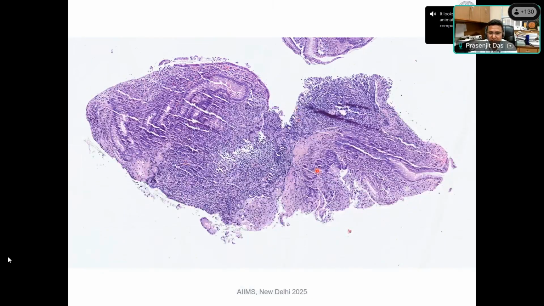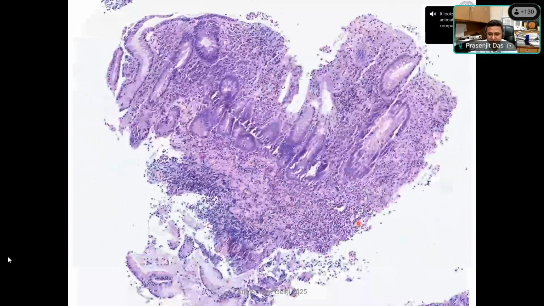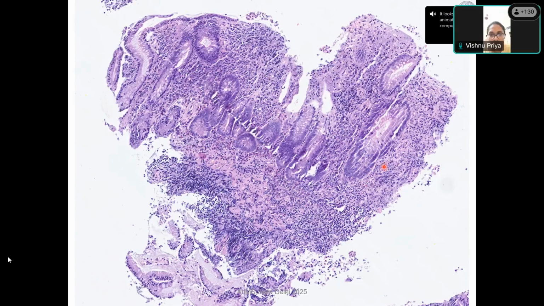So what can you see on higher power? Similarly, mucosa is inflamed, distorted, with basal lymphoid aggregates. Anything else you can comment on this? So any basal plasmacytosis, any eosinophilia, let us see in high power. So this is basal lymphoid aggregates. What else? Crypt distortion. That we have discussed.